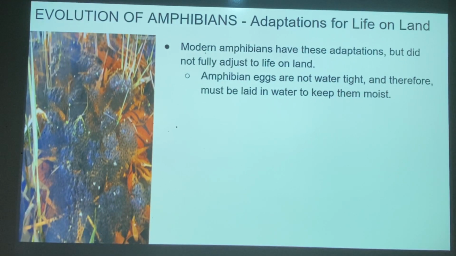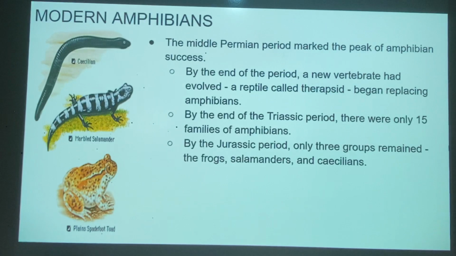The modern amphibians have all these adaptations, but did not fully adjust to life on land. The amphibian eggs are not watertight, and therefore they must be laid in water to keep them moist. So amphibians, even today, still rely on water. We are not completely terrestrial.